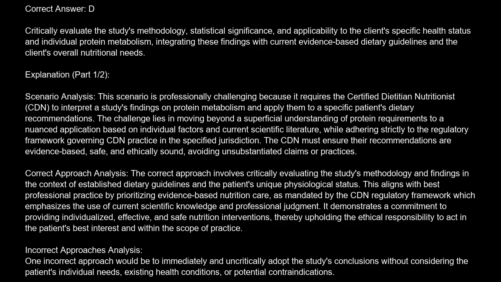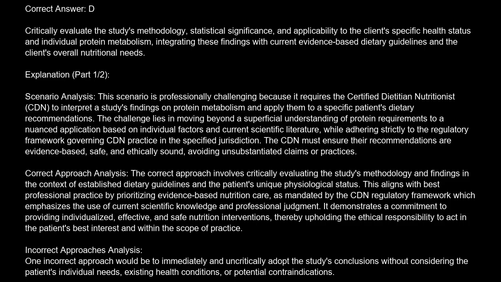The correct answer is D. Critically evaluate the study's methodology, statistical significance, and applicability to the client's specific health status and individual protein metabolism, integrating these findings with current evidence-based dietary guidelines and the client's overall nutritional needs.